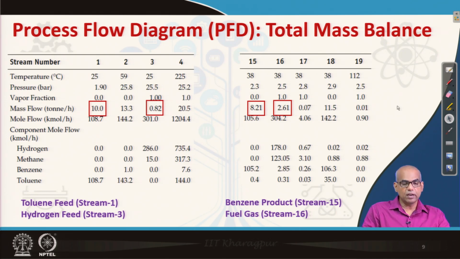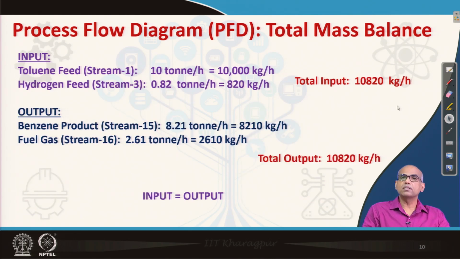So, let us look at the stream table. What goes in is 10 plus 0.82 tons per hour, which is 10.82. What comes out is 8.21 plus 2.61. So, that is also 10.82 tons per hour. So, mass balance is maintained, input equal to output.